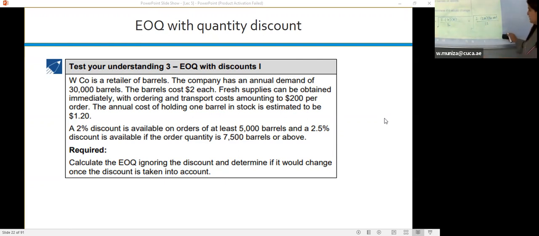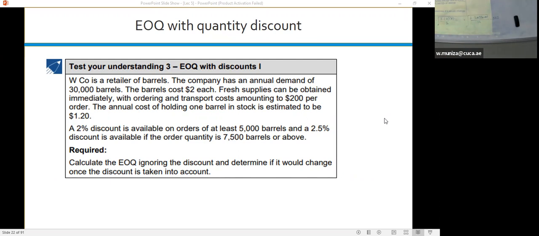Three one six two. Have you used the same formula? So EOQ is 3162. Now they say a 2% discount is available on the orders of at least 5,000 barrels, and 2.5% if the quantity is 7,500 barrels. It means that both the quantities are above your EOQ. So what are you going to do? Just check. You will be comparing your answers.